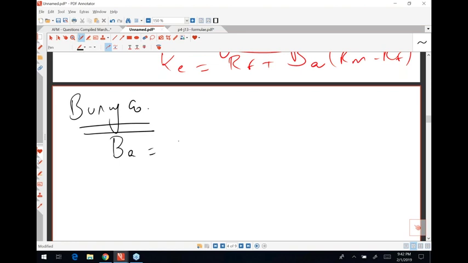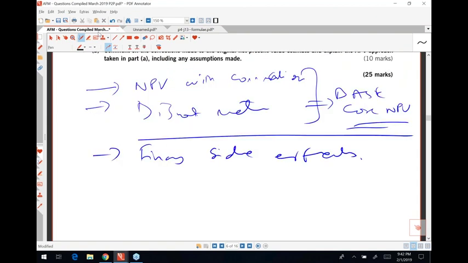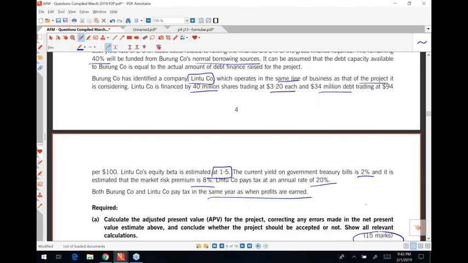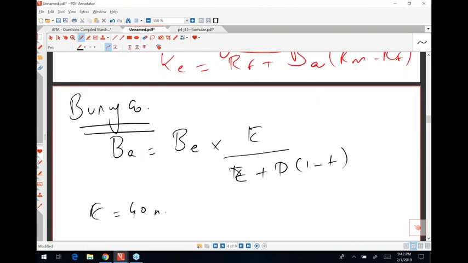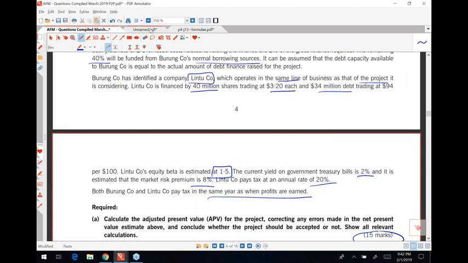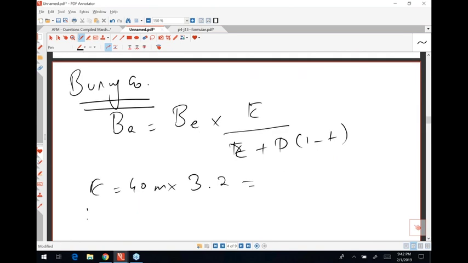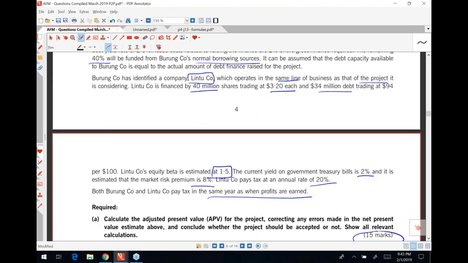First of all, you need to calculate the asset beta of Lintu. The formula is equity beta multiplied by market value of equity divided by market value of equity plus market value of debt times 1 minus t. The market value of equity is calculated like this: you have 40 million shares and each share is trading at 3.2. For the market value of the debt, the calculation is 34 million of debt. Each bond is trading at 94%, so each $100 bond is trading at 94. Resultingly, you would have the market value of debt.